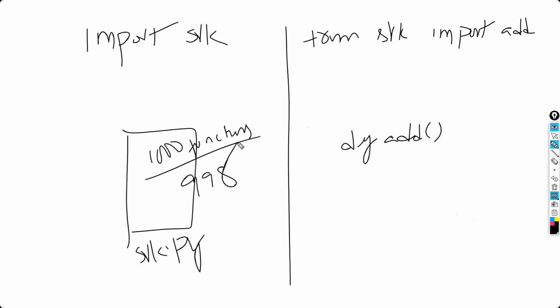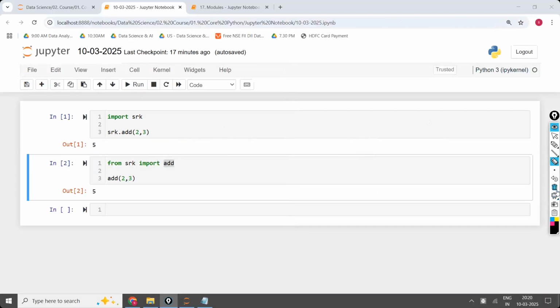Before this, I told you only 2 functions. For example, just now I created a module. How many functions are there in this module? 4 functions are there. Out of these 4 functions, I want to use only 2 functions, add and mul. Then how to do that? From SRK, I'm going to import add, comma, mul.